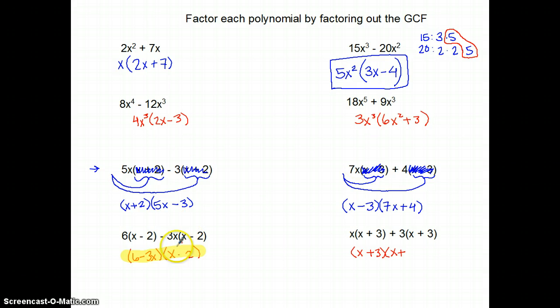You may also have written yours with the x minus 2 in front and the 6 minus 3x second. Either is okay, it does not matter what order they're in. And last, to the right, you should have x plus 3 times another x plus 3. Now remember, you can go one step further and simply say this is x plus 3 times itself 2 times. So x plus 3 squared.